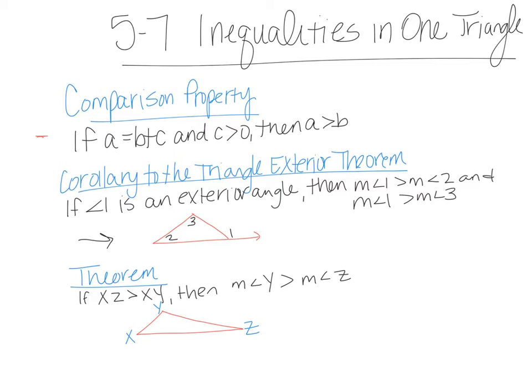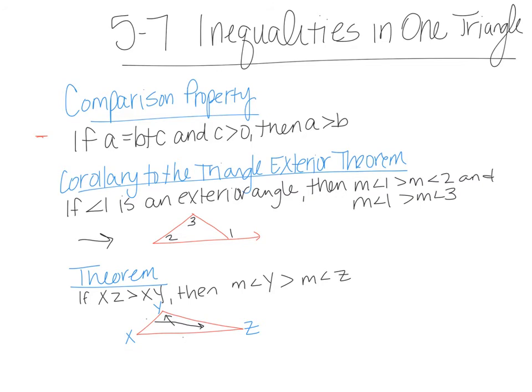The next theorem doesn't have a name, but basically what this says is that if XZ, so this bottom one, is greater than XY, then the measure of angle Y, which is opposite XZ, is going to be greater than the measure of angle Z, which is opposite XY. So we can order our angles by knowing the lengths of the sides, and we'll see an example of that in just a second.